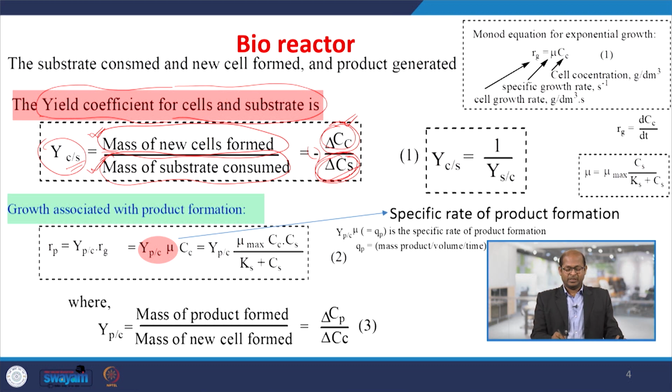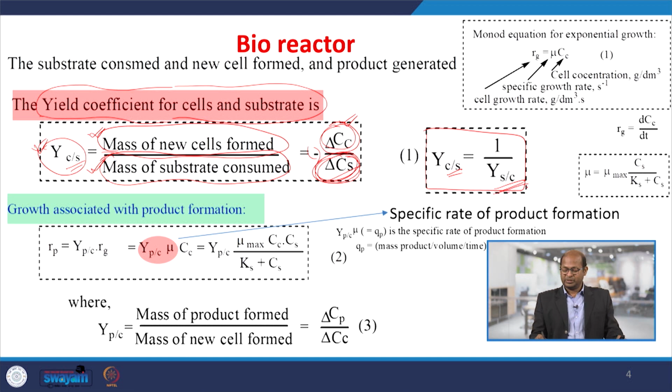So, if we know delta Cs, then we get the yield, the mass of new cells formed per unit mass of substrate consumed. Or else we can write this equation 1 this way also: YCS equals 1 upon YSC, that is substrate consumed per unit cell, new cell formation, how much substrate is required.